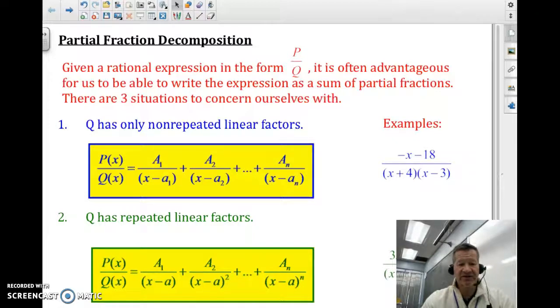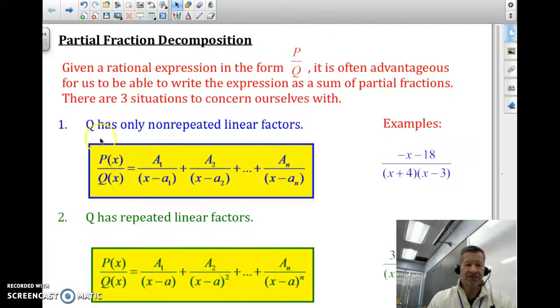On this first page, I have three examples of different types of rational functions, the way they can be written. We're just going to focus on the first two here. So let's get started. Given a rational expression in the form P over Q, it is often advantageous for us to be able to write that expression as a sum of partial fractions. There are three situations to concern ourselves with. The first one is where Q has non-repeated linear factors.